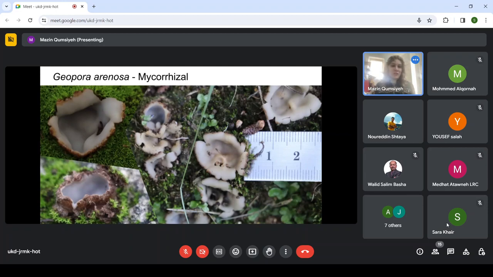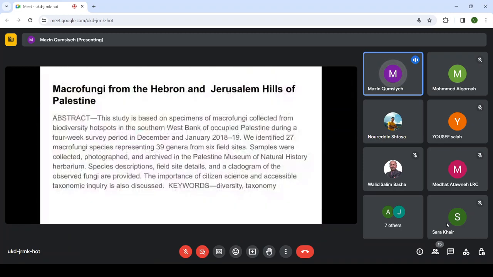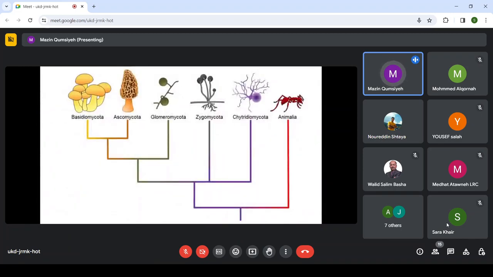It's sort of the foundation that all of the rest of the ecosystem relies on, all the animal life and all the plant life relies on these partnerships. So Geopora arenosa, this is a cup fungus, right? If we go back to the very beginning, when I said there are multiple phyla of fungi, what we're going to be looking at are these two phyla here: Basidiomycota and Ascomycota. If we have time at the end of the presentation, I'll talk a little bit about Glomeromycota because they're very interesting.